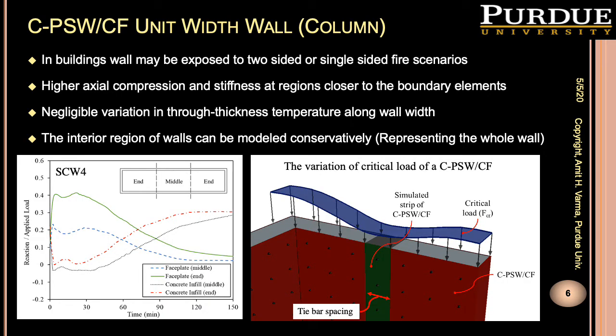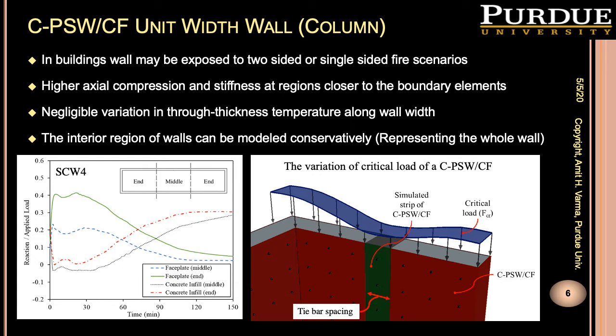Composite plate shear walls for buildings typically have width significantly more than the wall thickness. So the walls can be subjected to fire from two sides or just one side in cases where the wall may be designed as a fire barrier. Also, composite plate shear walls may be designed with different configurations like planar walls or C-shaped walls.